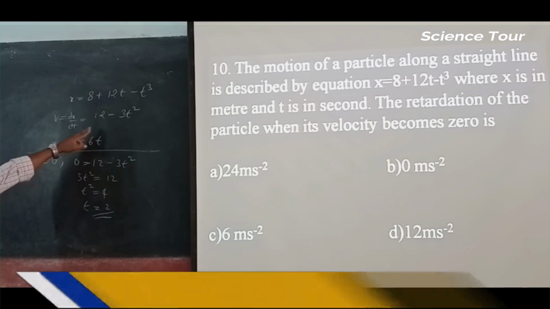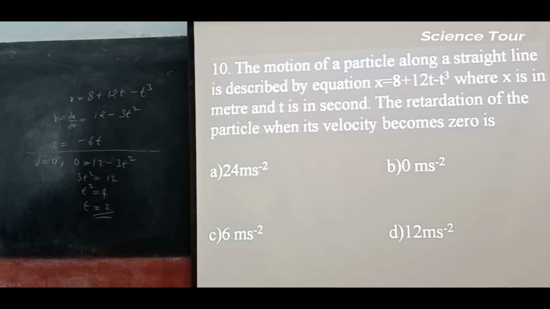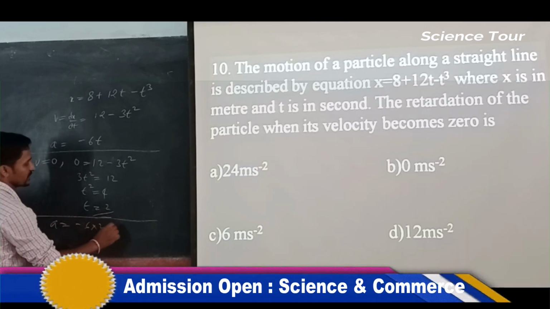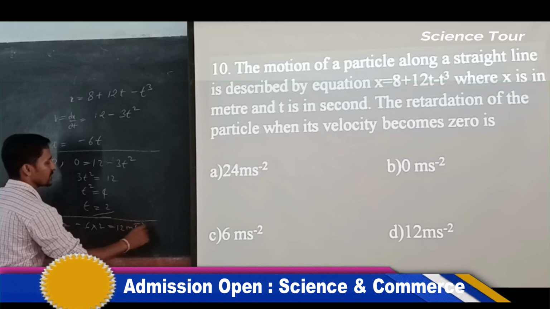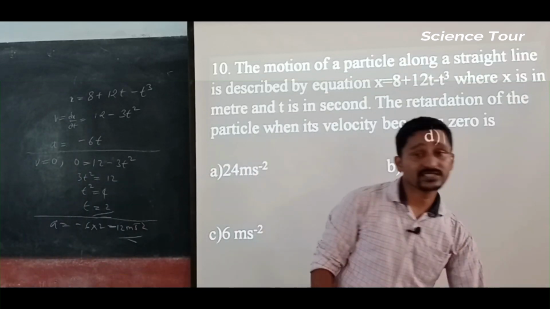When t is equal to 2 seconds, v becomes 0. And what is that deceleration? That is a is equal to minus 6 into 2, which is equal to 12 meter per second square, and minus, you are going to get 12 meter per second square. Here it is plus, no?